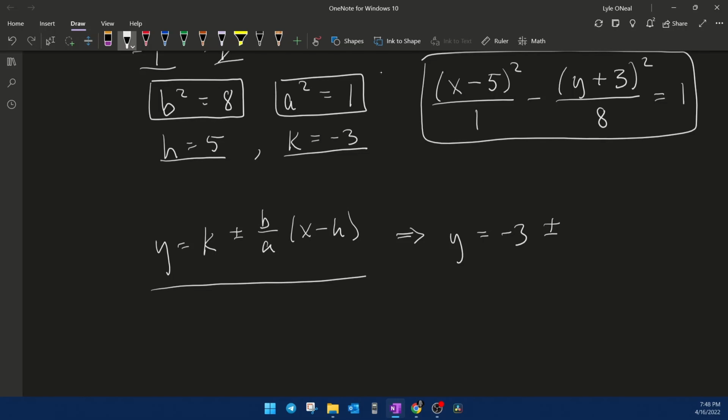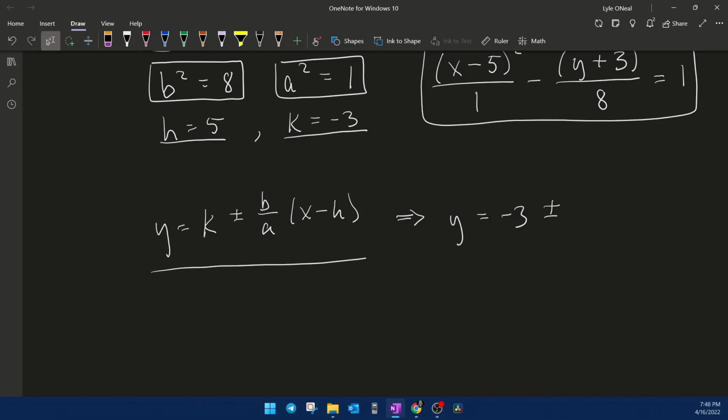Well, notice I don't really know what b and a are. And in order to plug in for b and a, I'm going to have to take the square root of each one of those pieces. So the square root of 1 is just 1. That's going to be my value for a. But the square root of 8 will simplify to 2 square root of 2 in simplest radical form. X minus h is 5. And so here we can see that our slope is going to be what? The coefficient of x, 2 square root of 2.